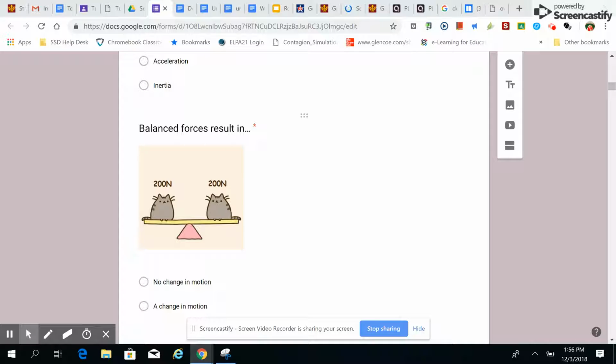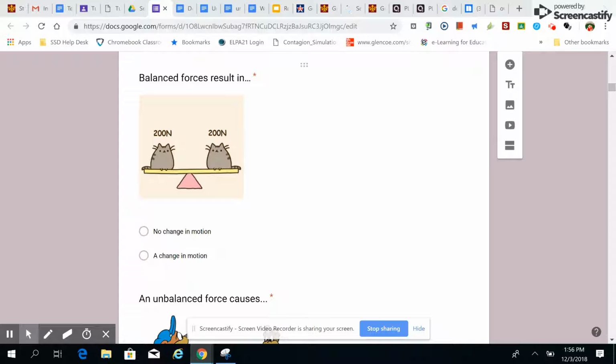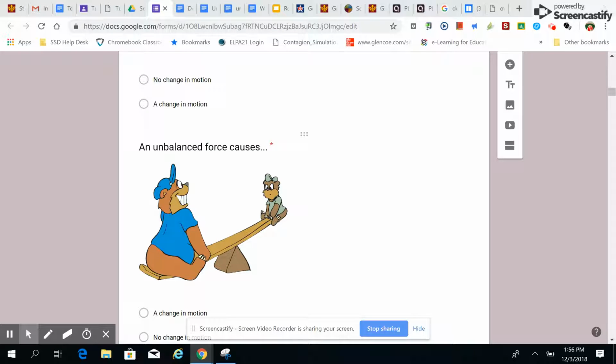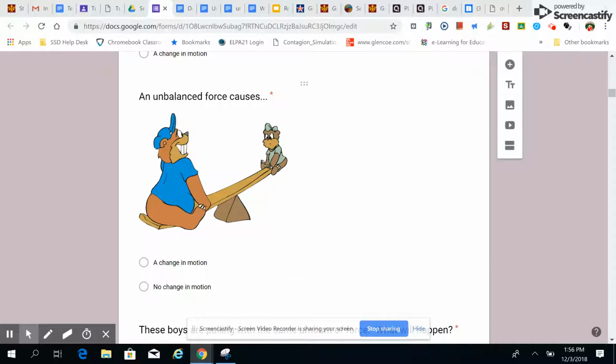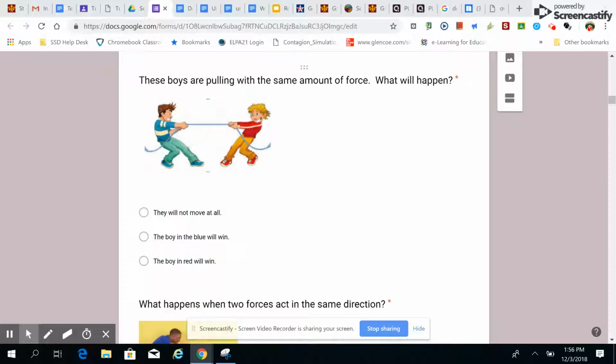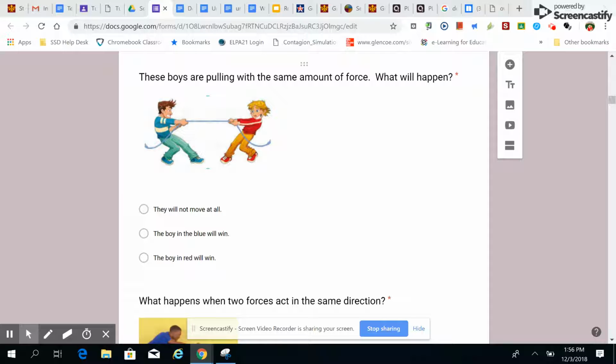Balanced forces result in no change in motion, a change in motion. And unbalanced forces cause a change in motion, no change in motion. These boys are pulling with the same amount of force. What will happen? They will not move at all. The boy in blue will win. The boy in red will win.